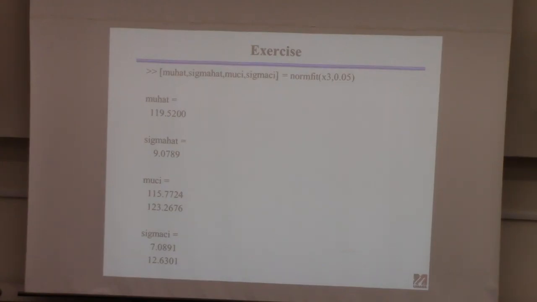Yeah? Is there a way to check whether the value that we want is in that range? Yeah, strictly speaking, we should do a hypothesis test on that, but I don't know how to use the confidence interval to check. I'm just doing it visually. I guess there'd be some way to automate it.